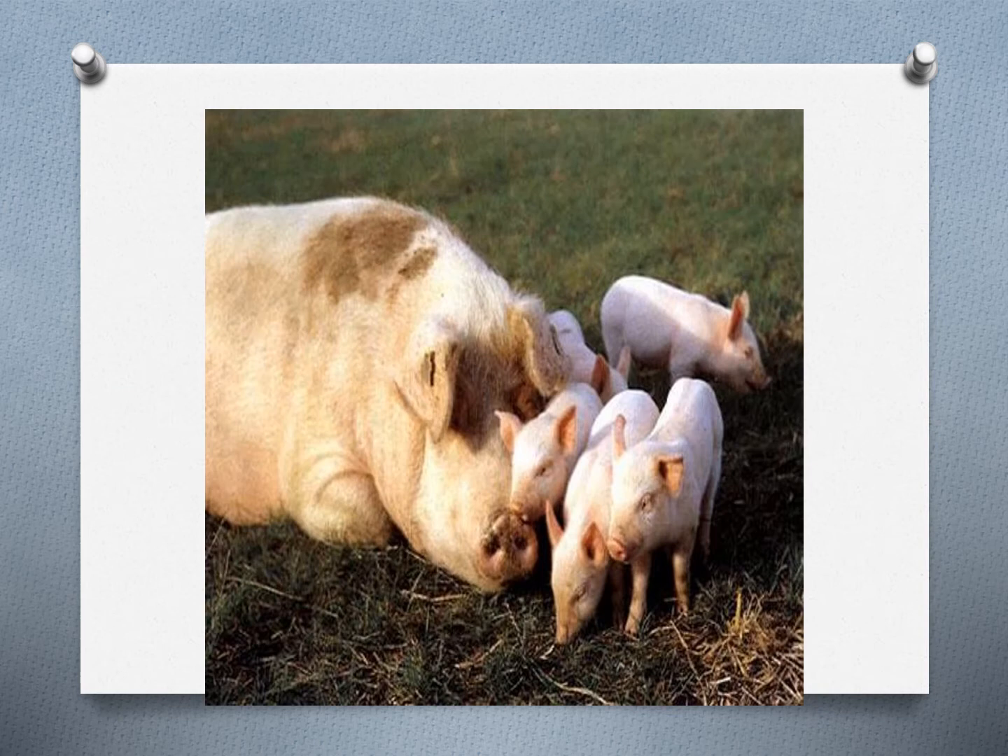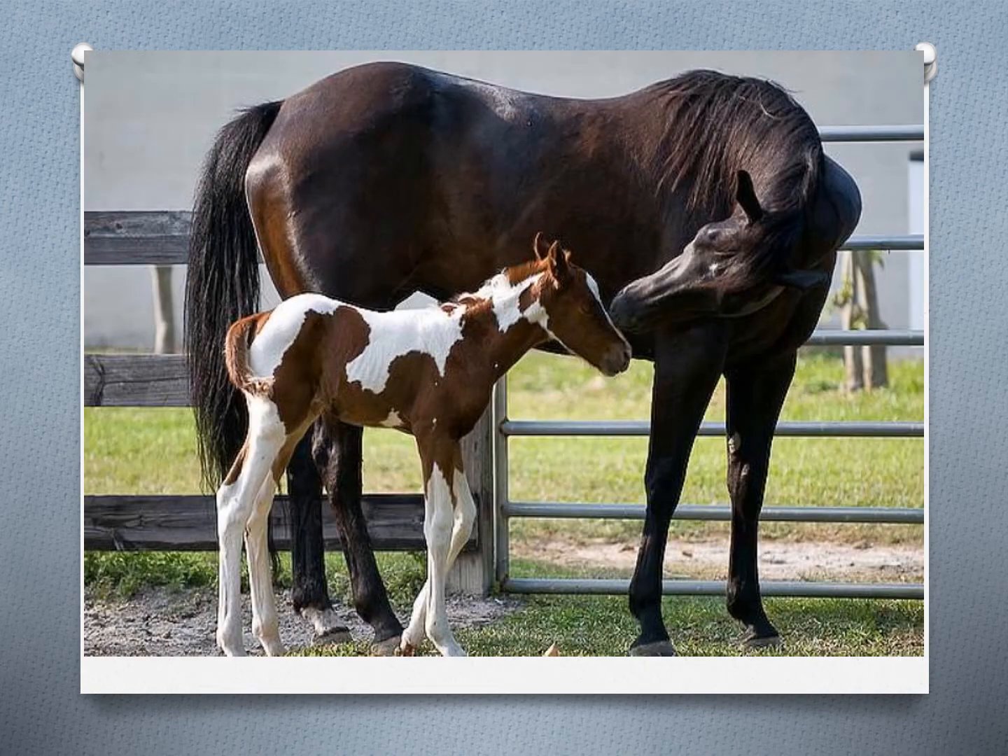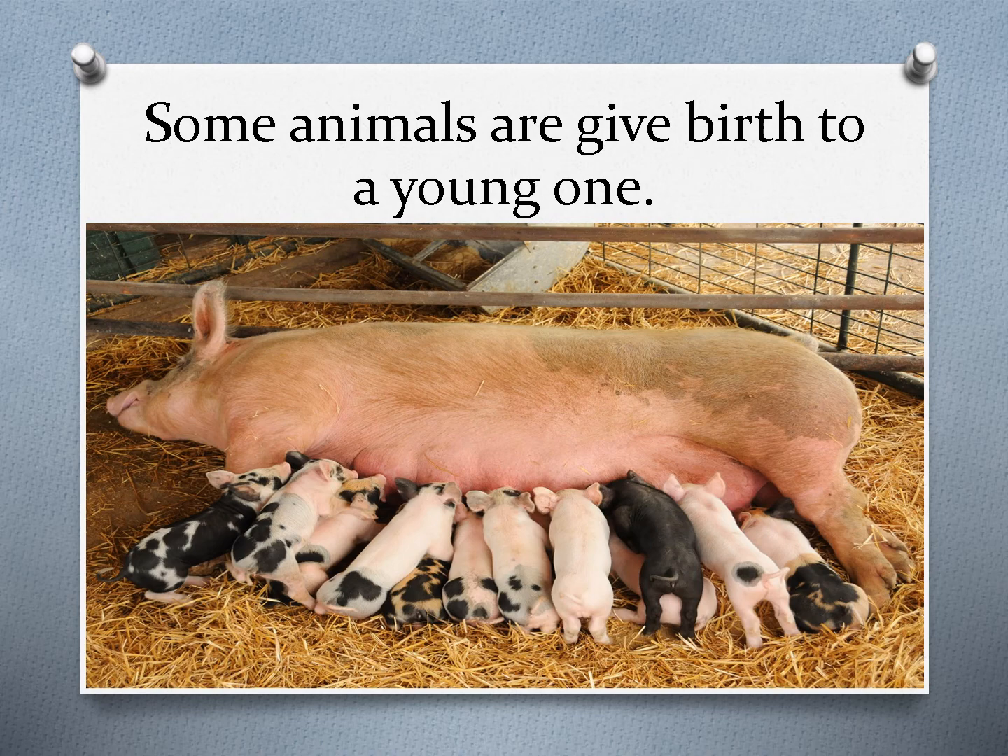How about pigs? Okay, pigs do not lay eggs, but they give birth to live young. So that is the difference between animals. There are animals that are born in an egg, and there are animals that reproduce through giving birth to live young. Okay, another example of an animal that gives birth to live young, we have here a horse. Some animals give birth to young ones, like this pig.